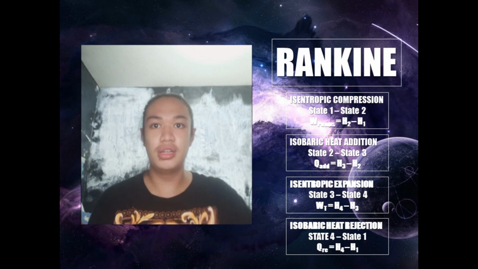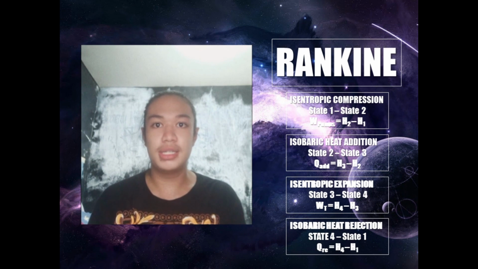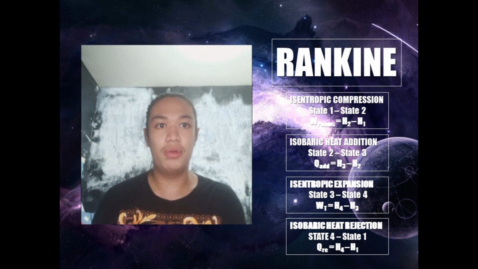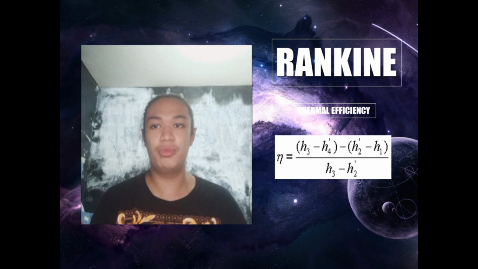Isobaric heat rejection. In this phase, the cycle completes by a constant pressure process in which heat is rejected from the partially condensed steam. There is heat transfer from the vapor to cooling water flowing in a cooling circuit. The vapor condenses and the temperature of cooling water increases. The net heat rejected is given by Q sub out equals H sub 4 minus H sub 1. This is the formula of the thermal efficiency of the practical Rankine cycle.